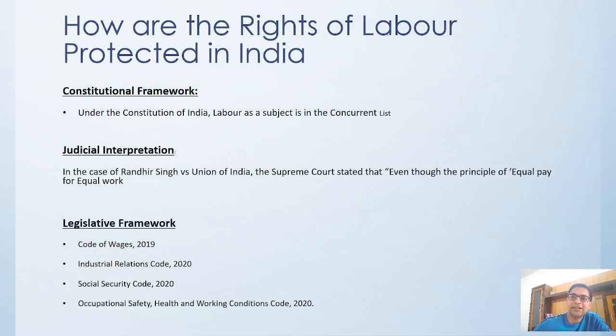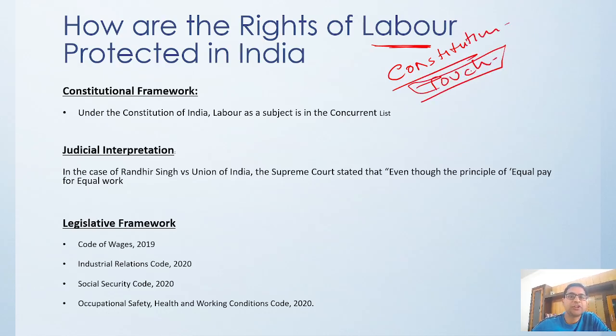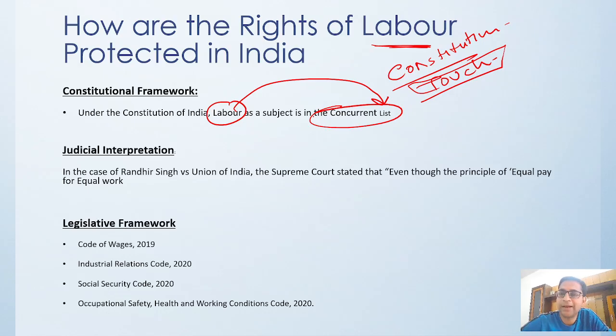Now, what are the rights of labor? You need some constitutional touch to any answer. Constitutionally, labor is part of the concurrent list. That means both the state government and the central government can make laws on that. And if there is a difference between the central and the state law, the central law will prevail.